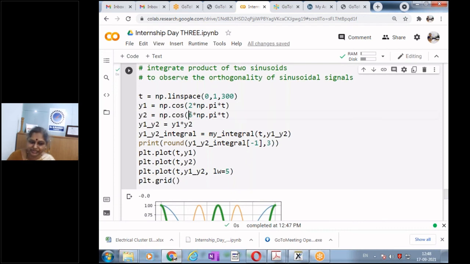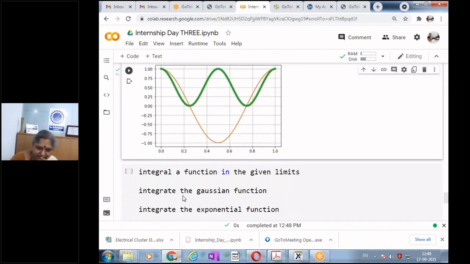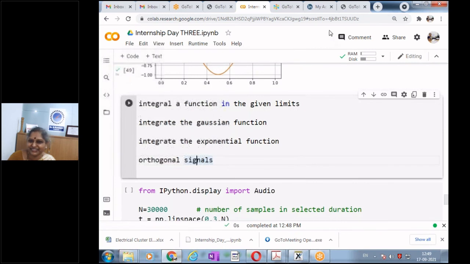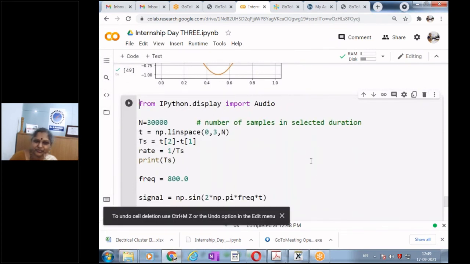And now suppose I put both the signals the same, cos 2 pi t, cos 2 pi t. When I run, what will I get? I will get the power of the signal. What is power? Because it's a periodic signal, the power of the signal is 0.5. So that is it. And then the last one, this was for my reference. I will delete it.